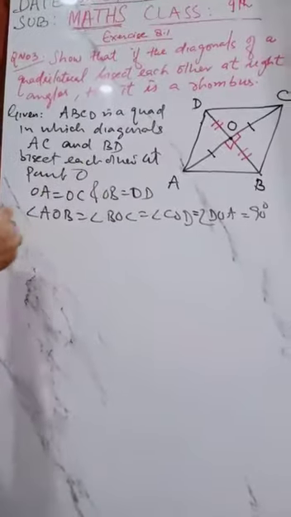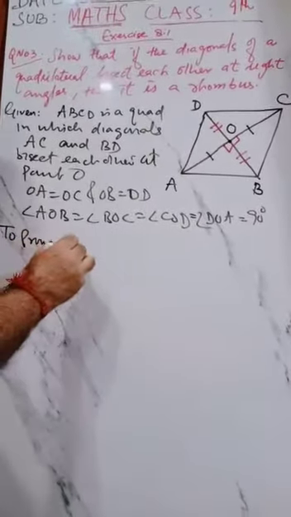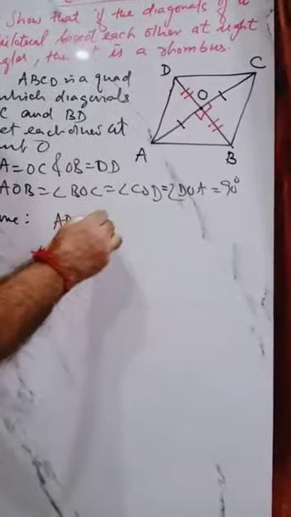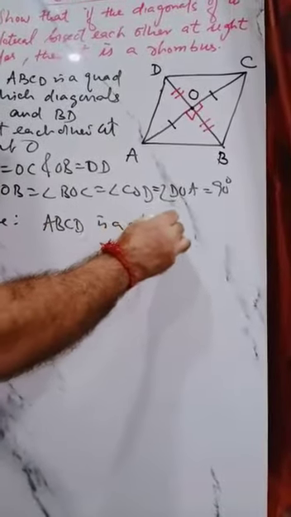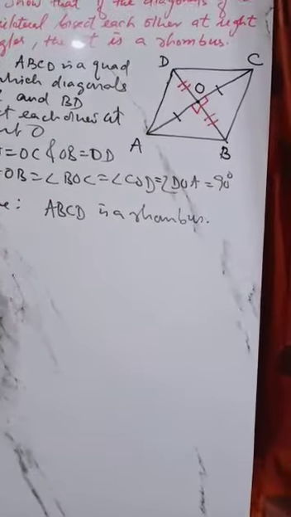So now, to prove: what you have to prove is that this quadrilateral ABCD is a rhombus. This is a rhombus. So now the proof. Let us start with the proof.